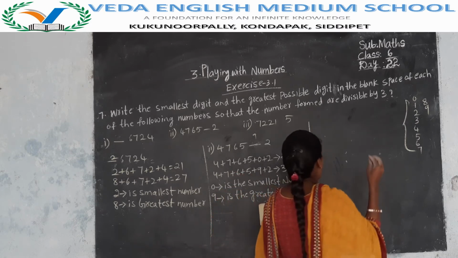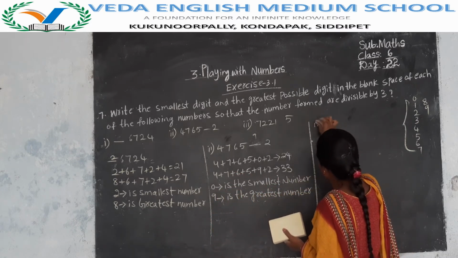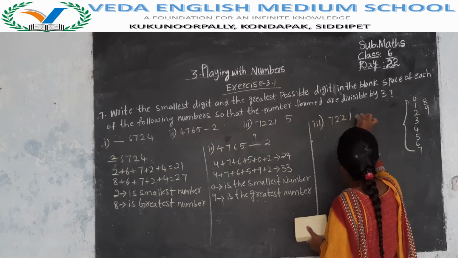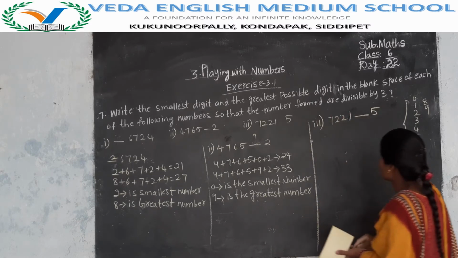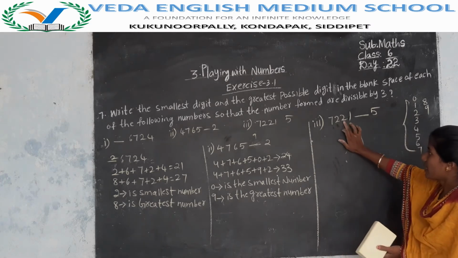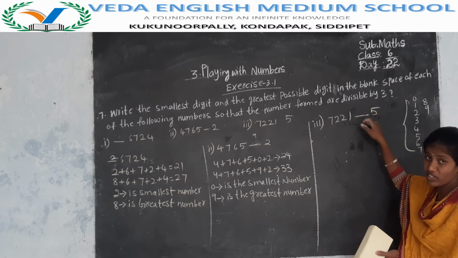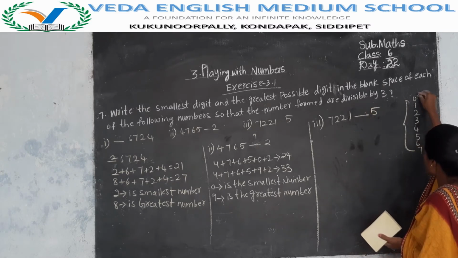Next, last one. 7, 2, 2, 1 dash 5. We have to calculate with each and every digit. 7 plus 2, 9, 9 plus 2, 11, 11 plus 1, 12, 12 plus 5, 17. If you add 0, then you will get 17. So, 0 is not possible.